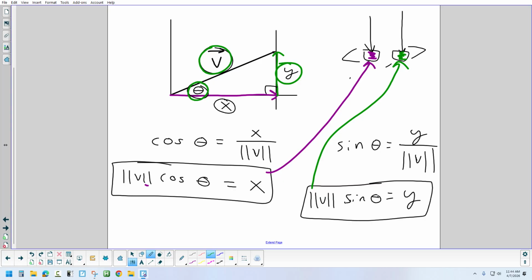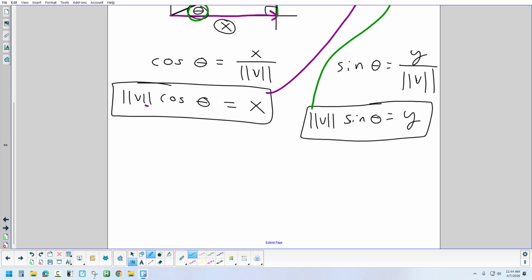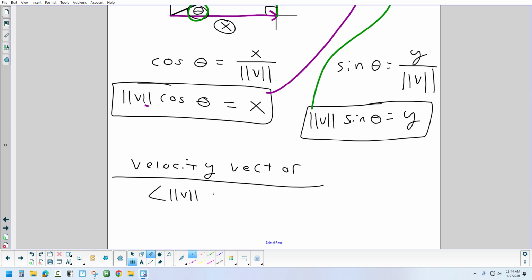Okay, I can write it all together if you want to see it without arrows. So a velocity vector looks like this: magnitude v cosine theta, comma, magnitude v sine theta. That is how you write a velocity vector. It's always going to be cosine then sine, and it always has to be exactly in that order. Cosine is always used to calculate the horizontal. Sine is always used to calculate the vertical.